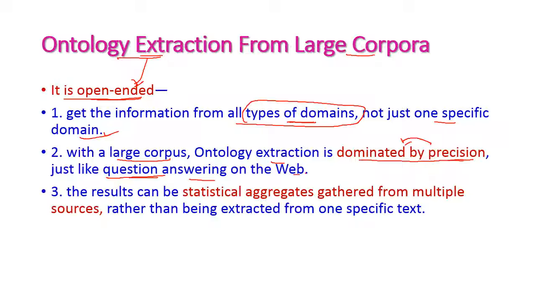That means for a particular question it will give an exact answer. Likewise, in ontology extraction the output will be very specific and accurate, and the result can be statistically aggregated, gathered from multiple sources, rather than extracted from one specific text. The result will be statistically aggregated from multiple sources. This is important.